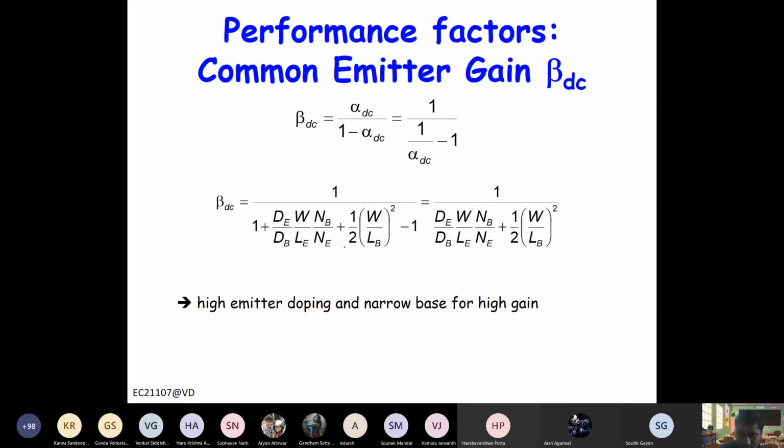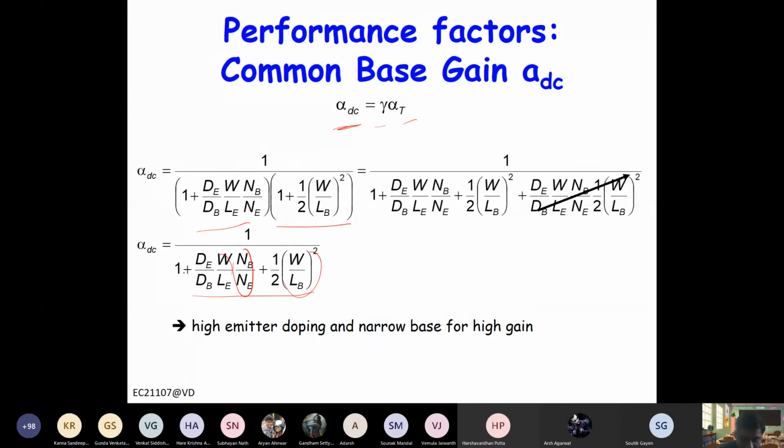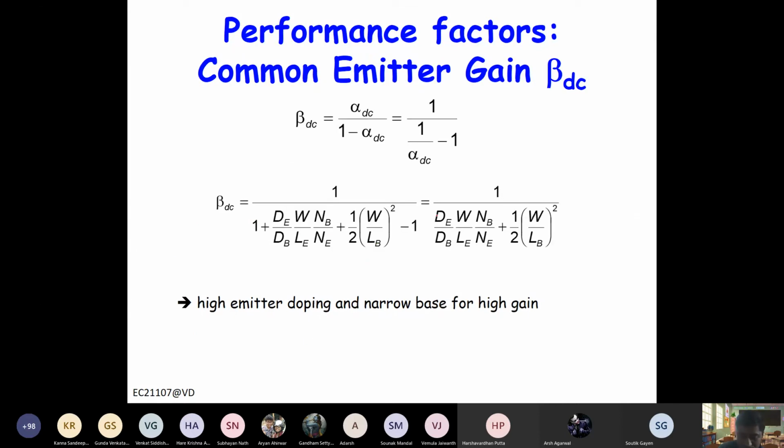So if you look here, alpha is basically this thing. Now if you calculate beta, it is 1 by the denominator of alpha minus 1, so you will only have this term here, right? So of course beta and alpha are related. So again, the base doping should be small for maximizing beta, and W by LB should be small.